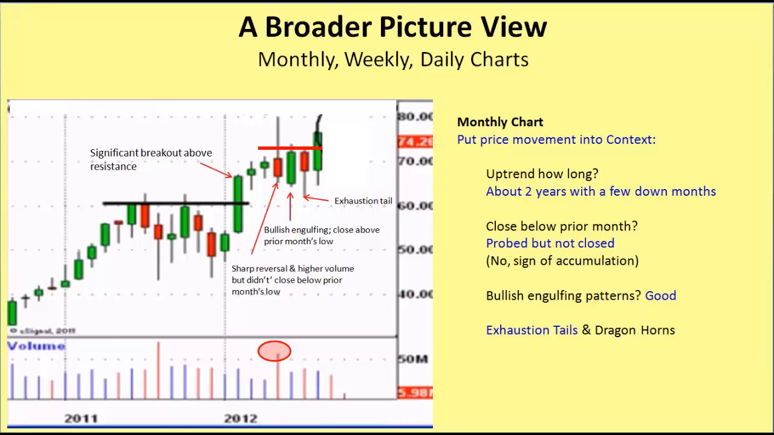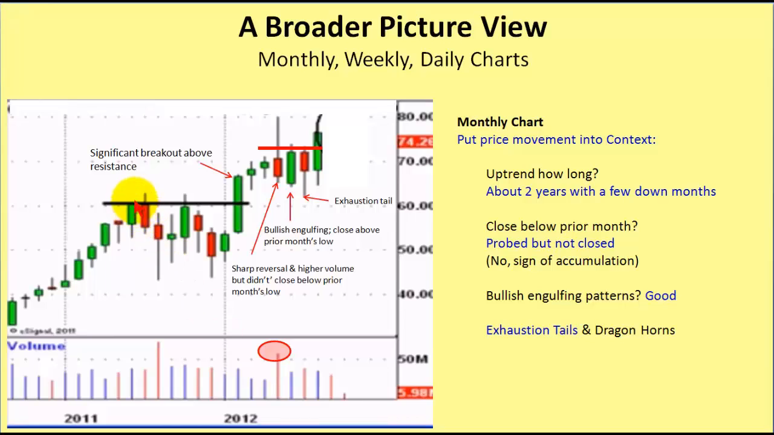In this example, it's been going up for about 2 years with only a few down months. Here you can see it had a nice run up, a little consolidation, then finally breaks above resistance and continues to move into new highs. Whenever you see a month close lower than the prior month's close and on large volume, you want to be extremely cautious because that's a sign of distribution.